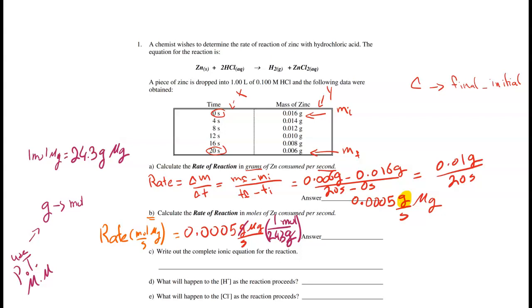So 0.0005 divided by 24.3. Okay, so you end up with 0.0000206, or somebody might say it's 2.06 times 10 to the negative 5 moles of magnesium per second.